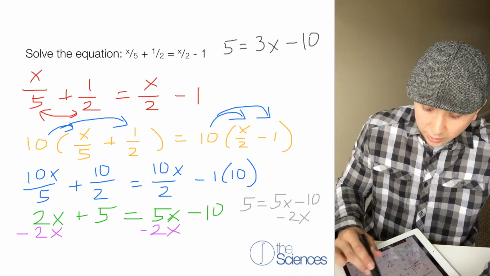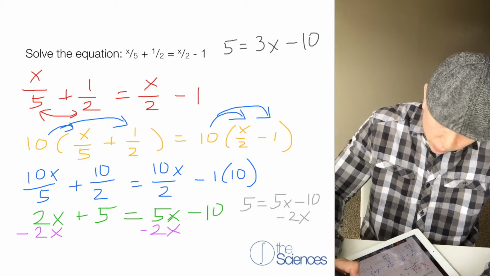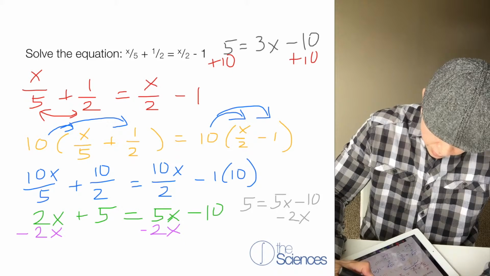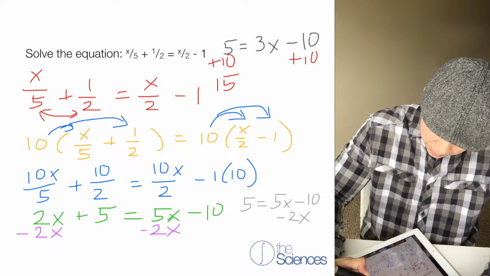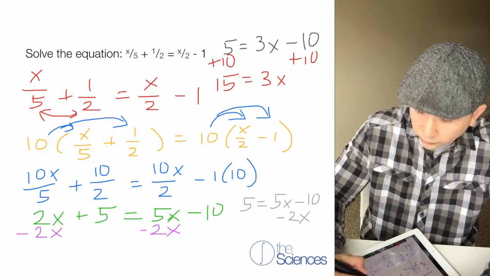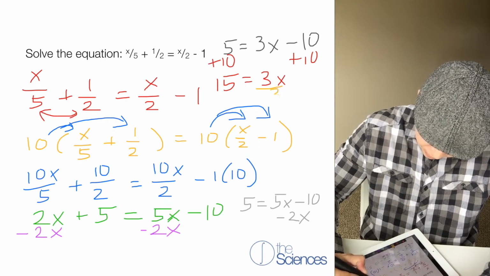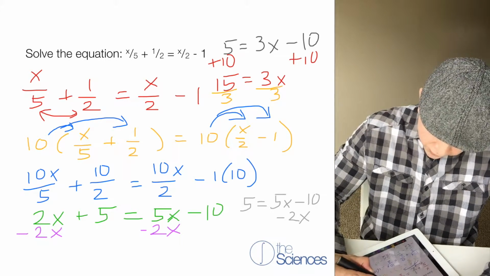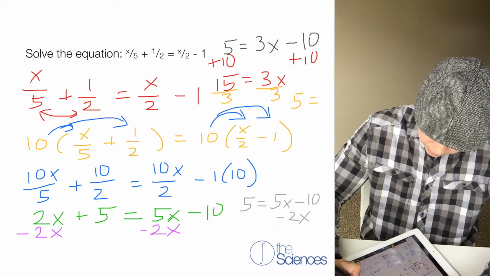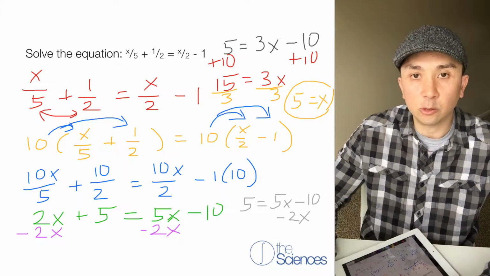So now we can move 10 to the other side of the equation by adding 10. So we're going to add 10 to both sides. So now we have 10 plus 5 is 15 equals 3x. So now we can move 3 to the other side by dividing by 3. So if we divide by 3, well, 15 divided by 3 is 5. And here we have x. So that's our answer. x equals 5.